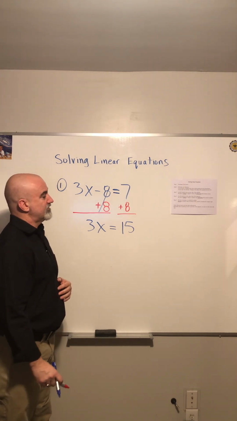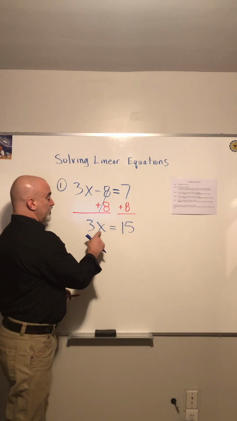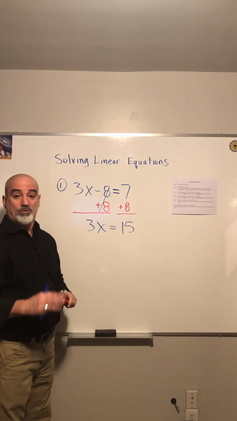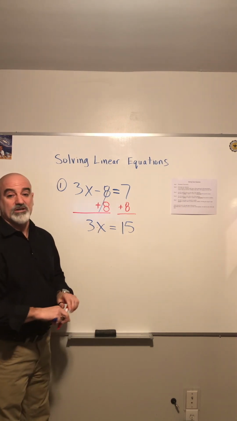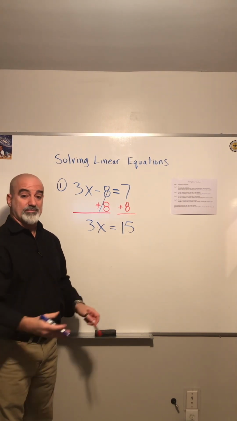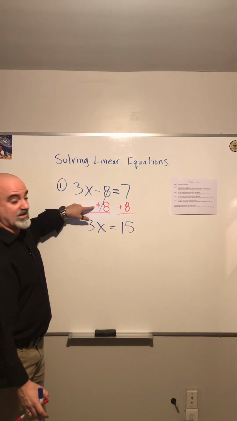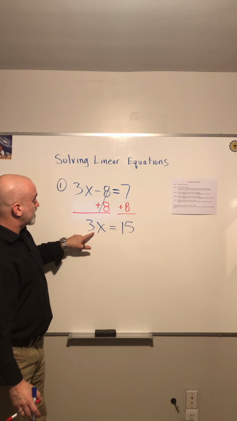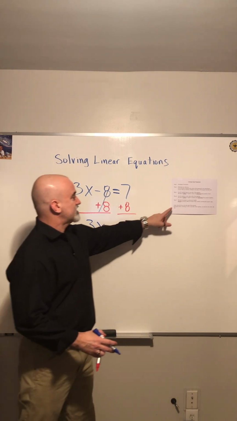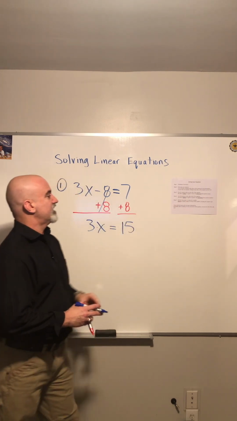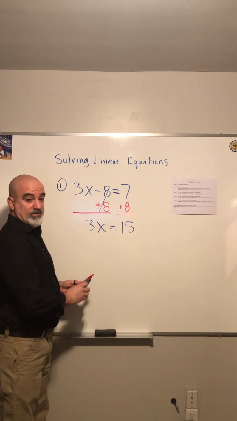Step 5 says divide if necessary to isolate the variable. Well, we do want to isolate the variable. We want it to have x all by itself. This x has been multiplied by 3. So we want to think of opposites. Just like we did here, we had negative 8, the opposite, positive 8. Multiply by 3, the opposite, divide by 3. And it says divide if necessary to isolate the variable. It is necessary. I need to divide this expression by 3.